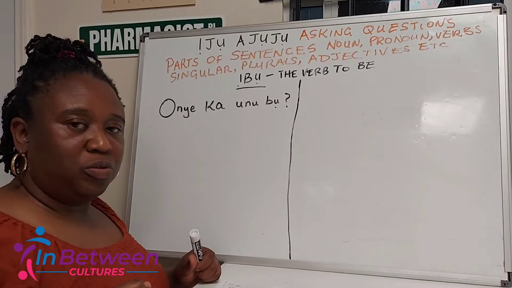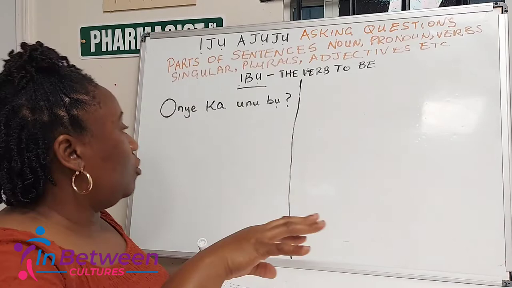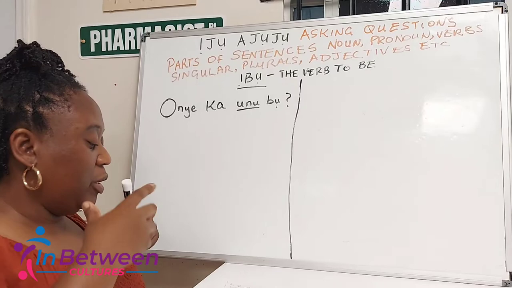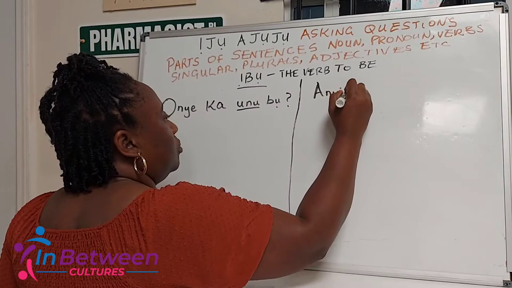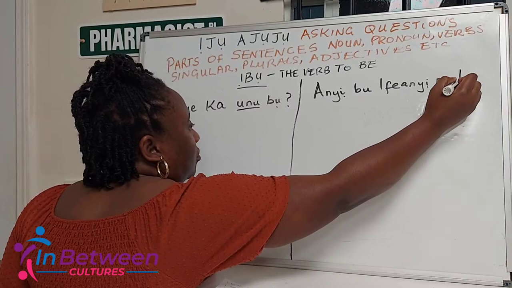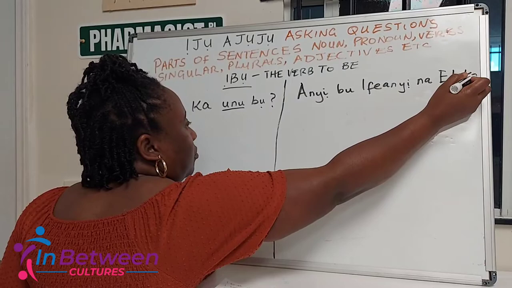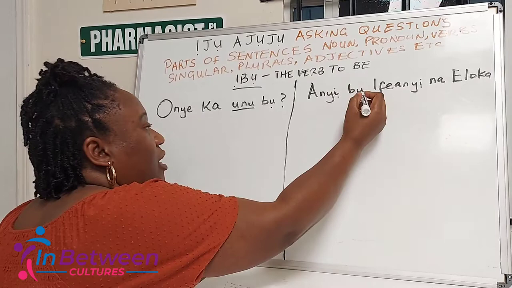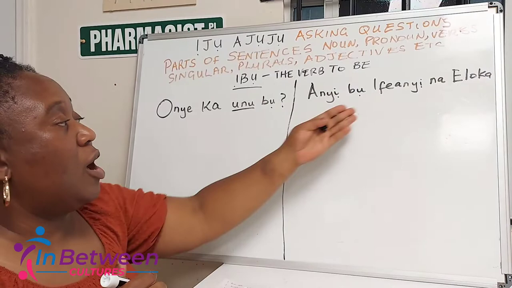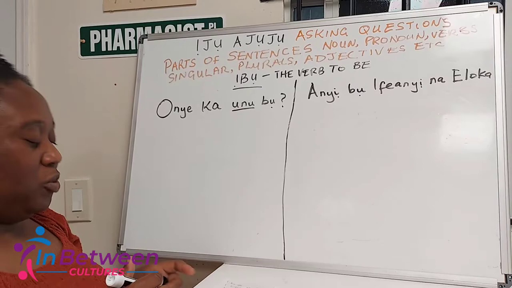Onye ka unu bu? Who are you? This is you asking a group of people. Unu is you plural. More than one person, right? The answers are going to come as Anyi bu Ifeanyi na Eluka. So these are two people. We are Ifeanyi and Eluka. So they mention their names. We are John and Thomas. We are Olivia and Jane. Right? Onye ka unu bu? Then you can now continue.